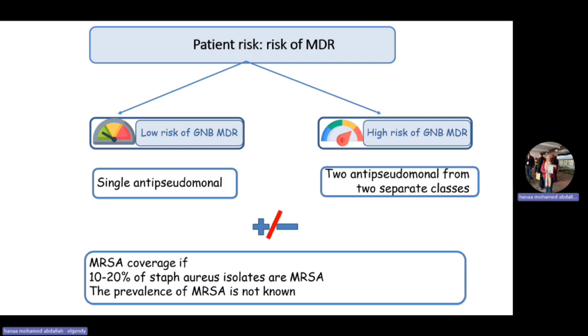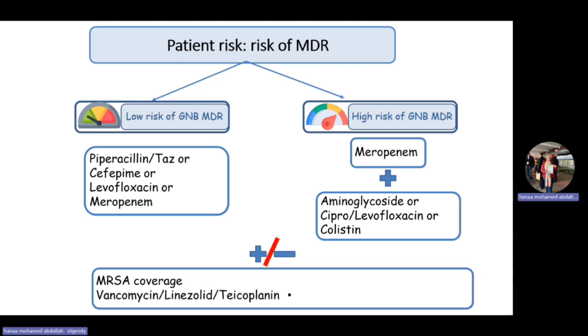For high risk of MDR gram-negative bacteria, we have to start with two anti-pseudomonal agents from two separate classes. The guidelines stated that for low risk we can go for piperacillin tazobactam, cefepime, levofloxacin, or meropenem, plus or minus MRSA coverage, as we said. For the high-risk patient of MDR, we have to start with meropenem, never piperacillin or cefepime, levofloxacin, or other spectrum, combined with either aminoglycoside, levofloxacin, or colistin.